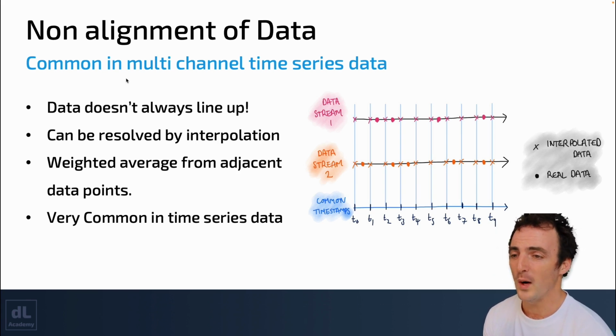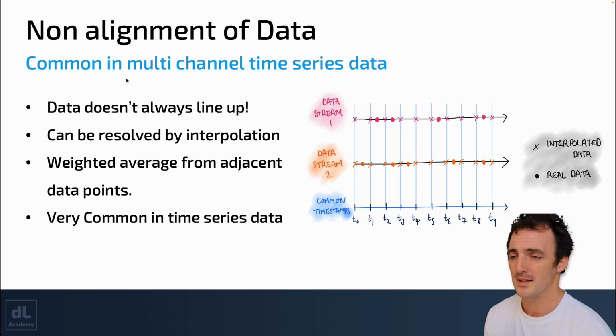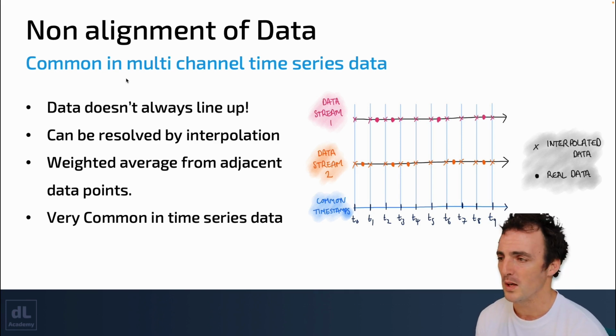This is where we take weighted averages of points you've received either side of the data point that you'd like, and you generate a new data point which is an appropriate average. There are more sophisticated interpolation methods, but they're based on the same principle. So you would typically see this in time series data, but there are other examples where you would see it as well.